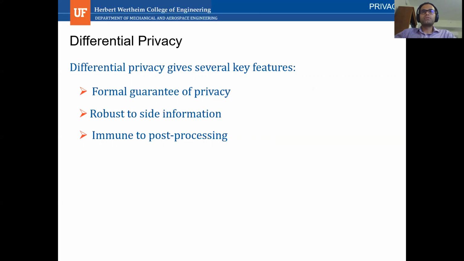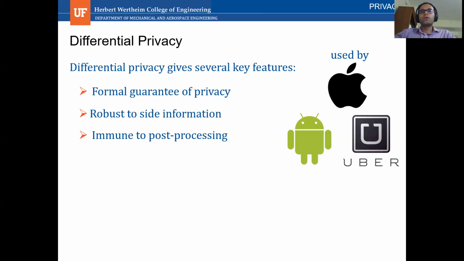Differential privacy is not a procedure. It is a definition of what privacy means. So differential privacy gives you a definition of what it means to have privacy, and then you can design algorithms, which we call mechanisms, that you can prove give you this property. And it has a couple of really nice properties.